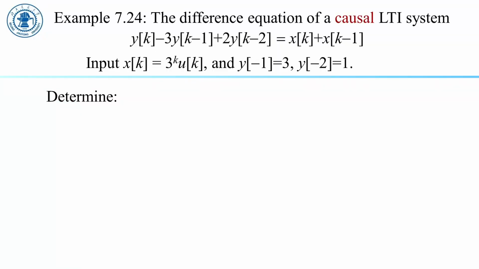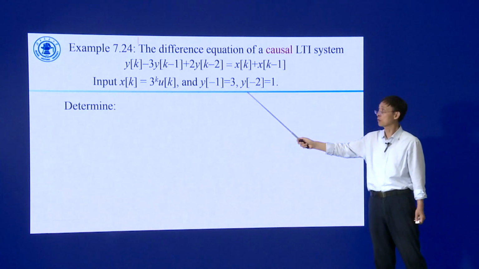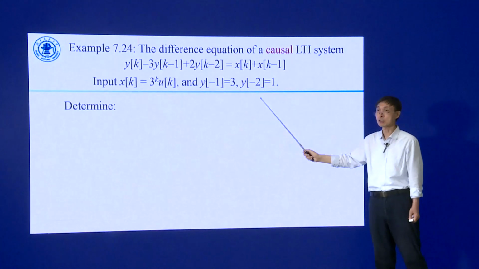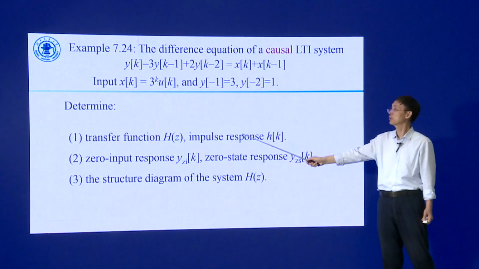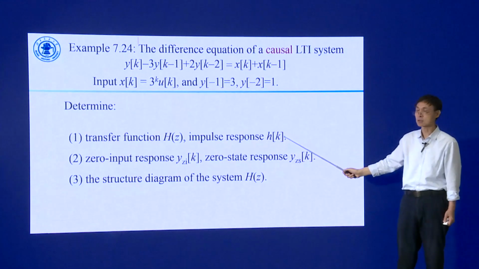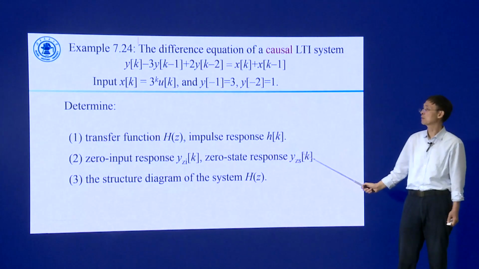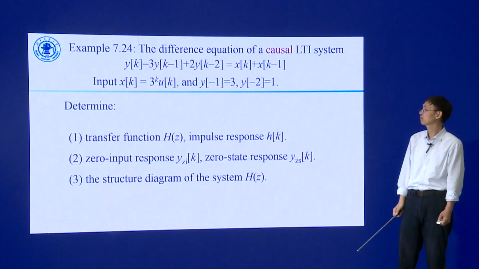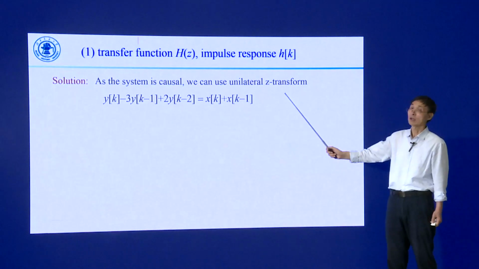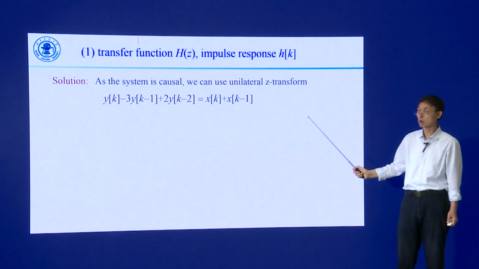Here is another example. We have known the difference equation for the causal LTI system, and we have known its input signal and initial conditions. Determine the transfer function and the impulse response, zero input response, zero state response, and the structure diagram for the system. As the system is causal, we can use unilateral Z transform.